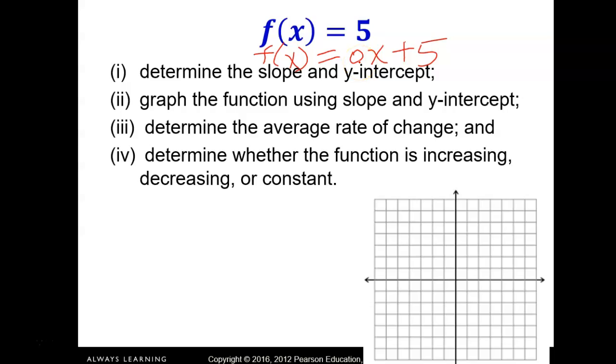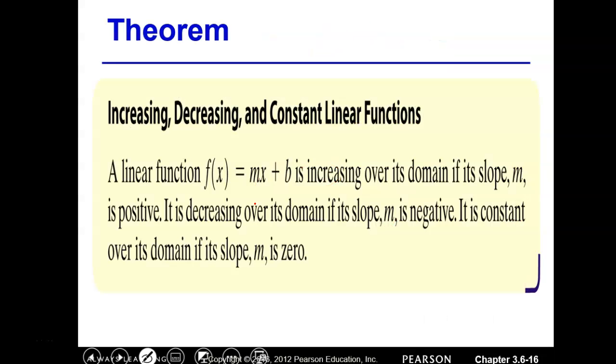So the slope is 0 and the y-intercept is 5. So if we are to graph it, f of x at 5, so 1, 2, 3, 4, 5. That means at every point, whatever x is, y would be the same. So it's a horizontal line, y would be 5 everywhere. So the average rate of change is 0, and the graph is constant because the slope is 0.